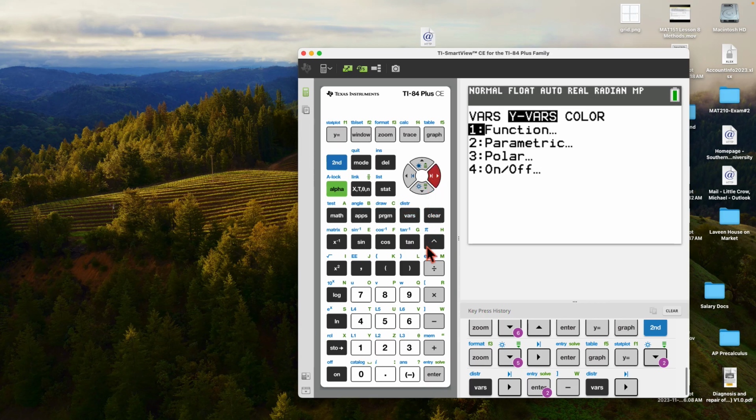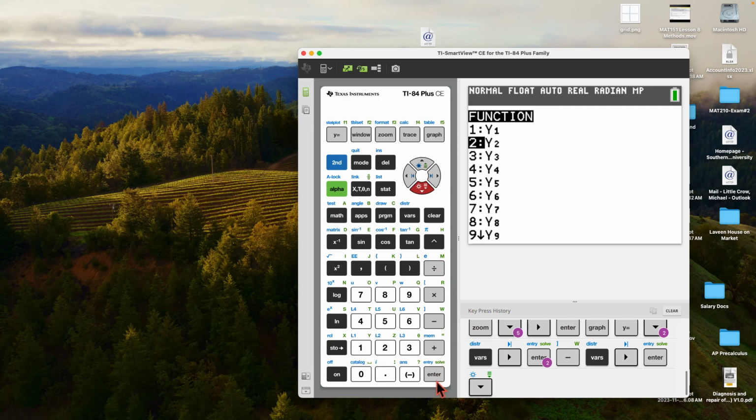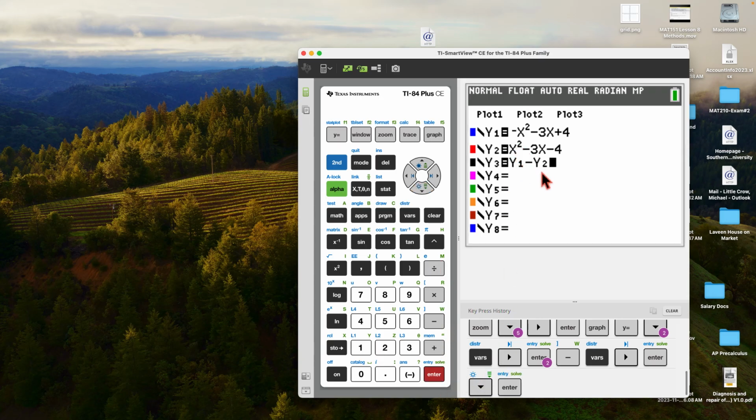Go to yvars, enter to get into functions, and now we want y2. So this is going to take y1, subtract y2. That's exactly what we want to do, but we don't have to retype it, because every time I retype, I have the possibility of doing a copy error, right? So here are my two functions. The thing is this is going to make for a very messy graph.